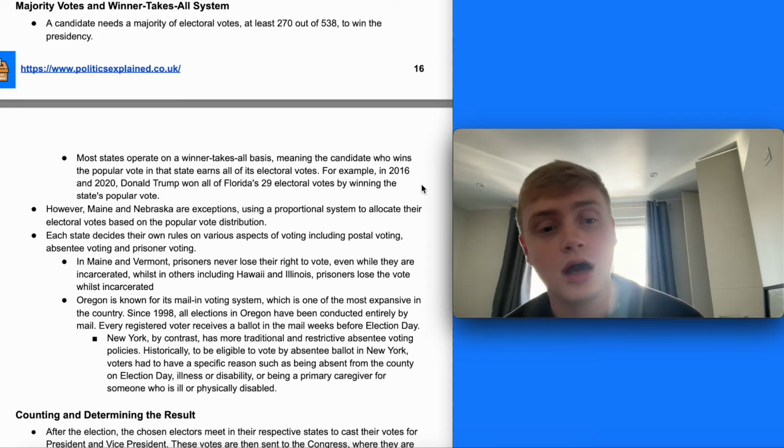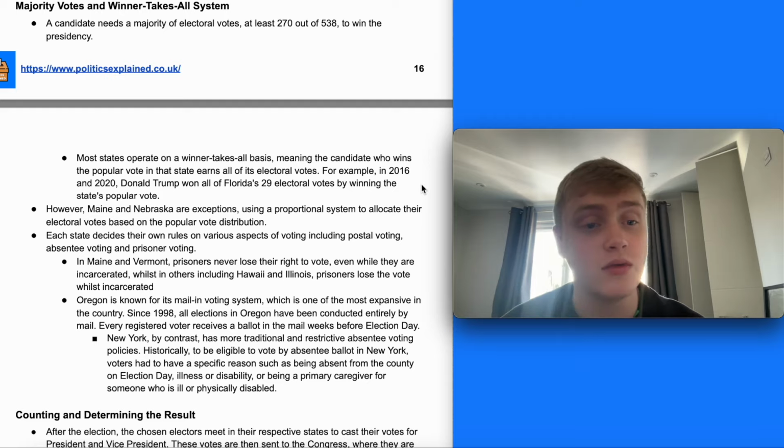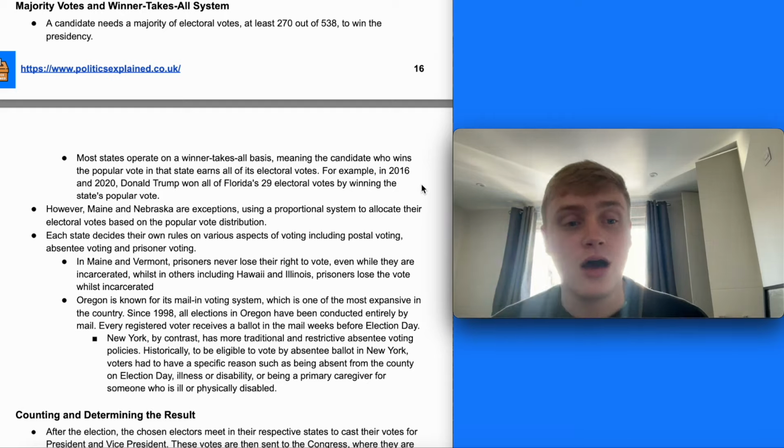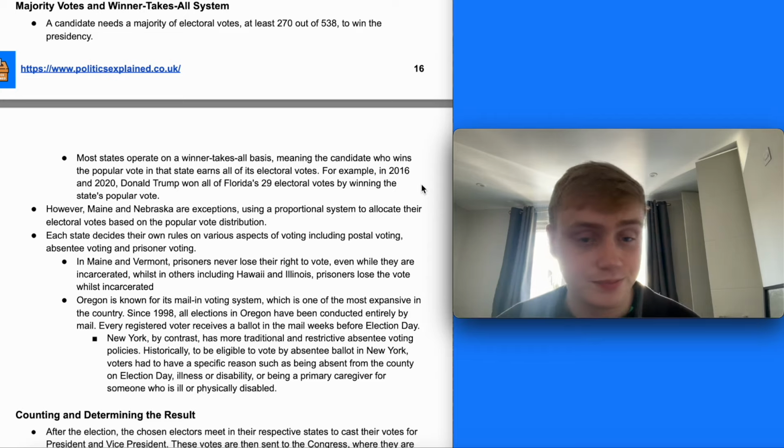In Maine and Vermont, prisoners never lose their right to vote, even while they're incarcerated, whilst in others, including Hawaii and Illinois, prisoners lose their vote whilst incarcerated. In Florida, interestingly, those who are convicted of a crime also lose their vote, including Donald Trump in his own election in 2024.